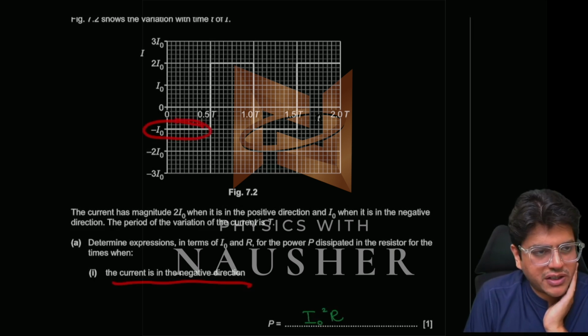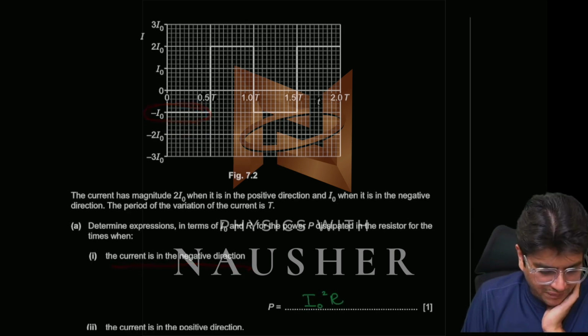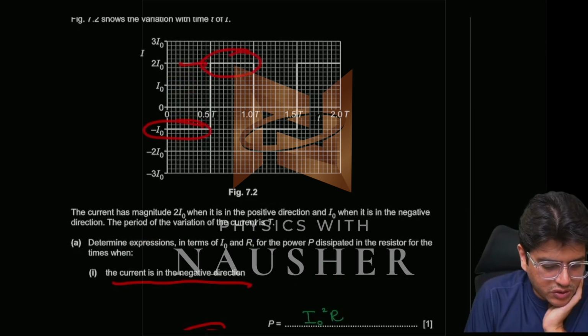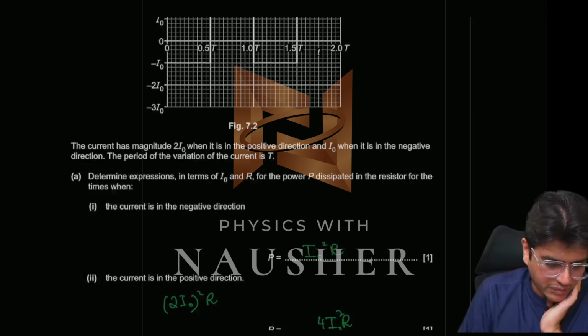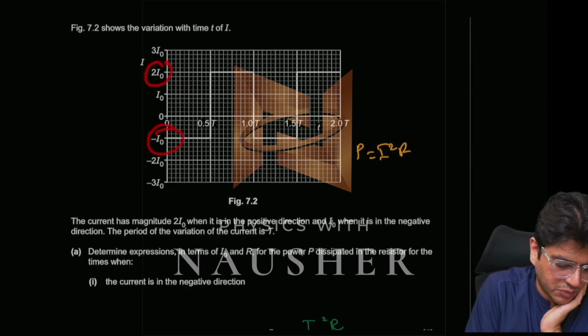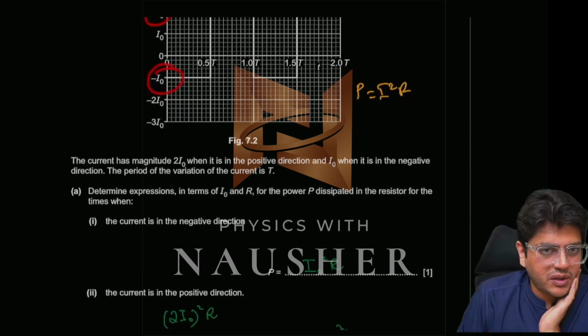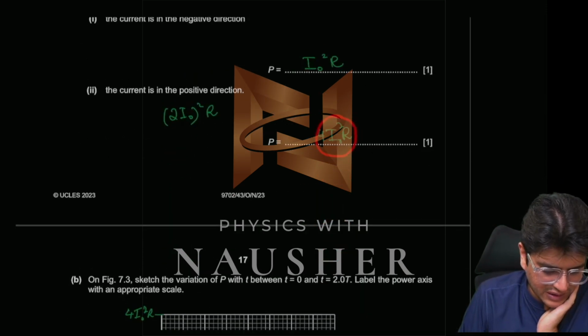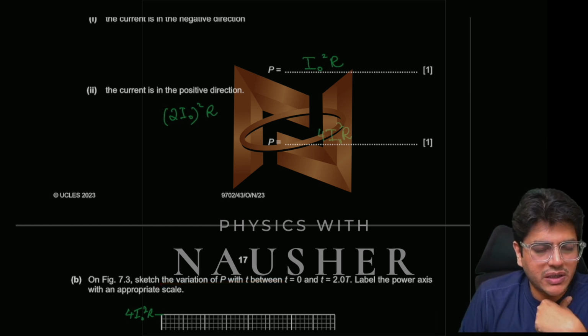So they specified the negative direction. In the negative direction, P is equal to I naught square R. In the positive direction, it's going to be this current, so 2 times I naught whole square, because the formula for power is I square R. So in the negative direction, you basically pick up this current. In the positive direction, you pick up this current. So 2 I naught square R, that is 4 I naught square R. And how do you sketch this? So power dissipated will always be positive.